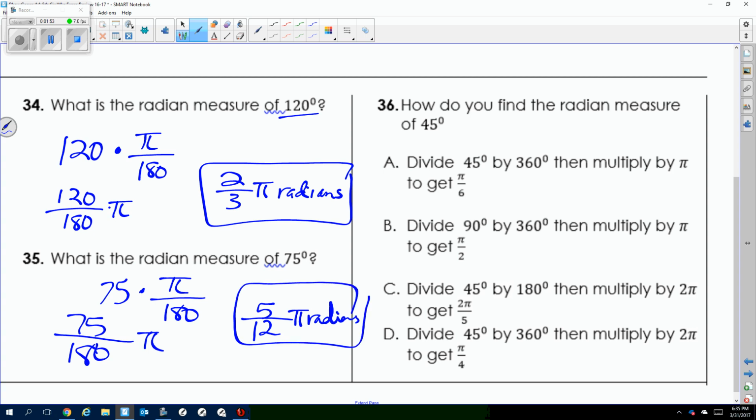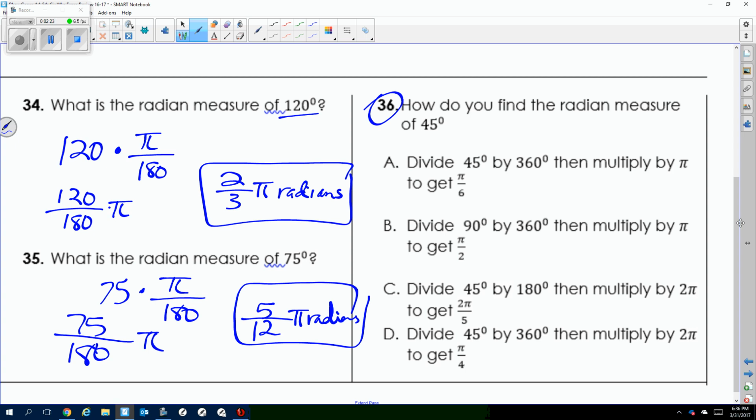And then this is a test-like question. Let's see if we're going to problem solve correctly. It says, how do you find the radian measure of 45 degrees? Divide 45 by 360, then multiply by pi, and you get pi over 6. Or divide 90 by 360, multiply by pi, get pi over 2. Or divide 45 by 180, multiply by 2 pi, get 2 pi over 5. Or divide 45 by 360, multiply by 2 pi, and get pi over 4.